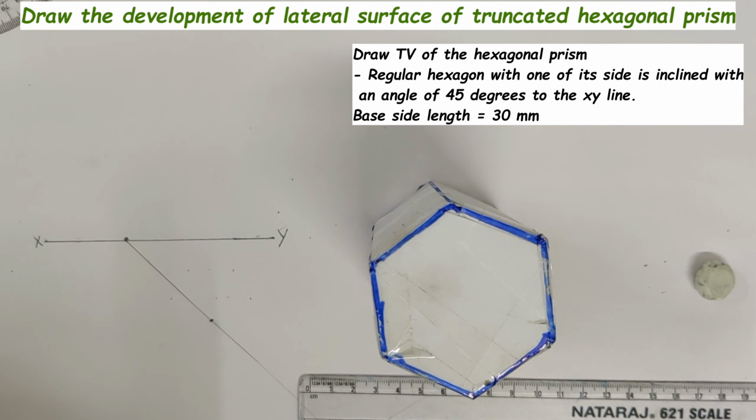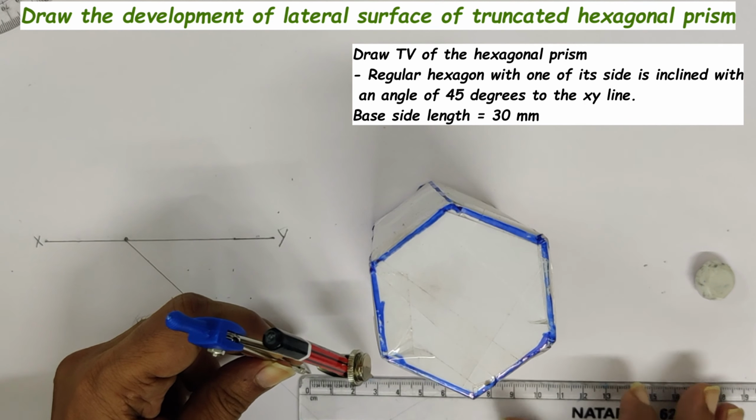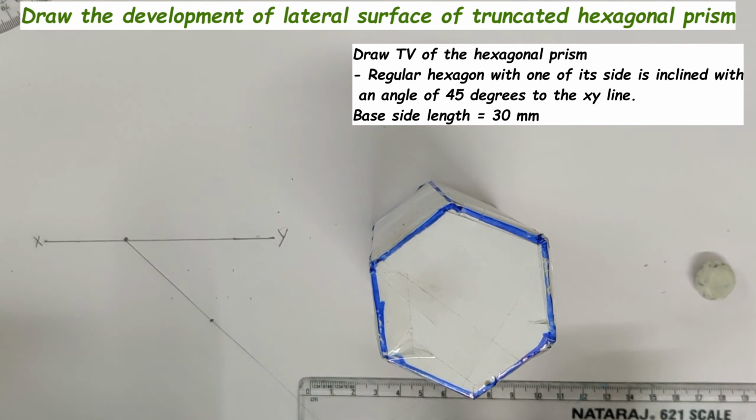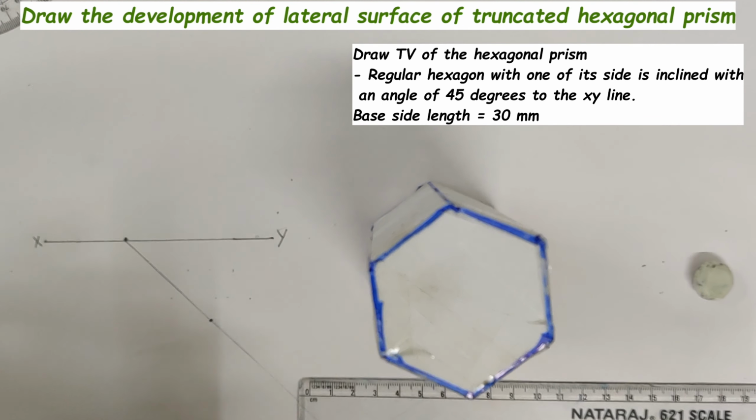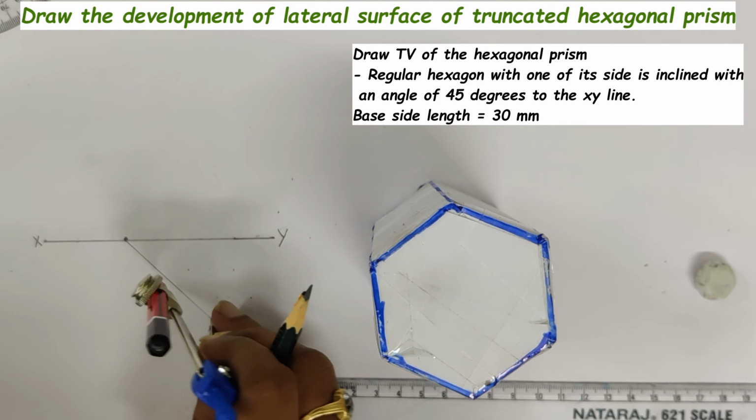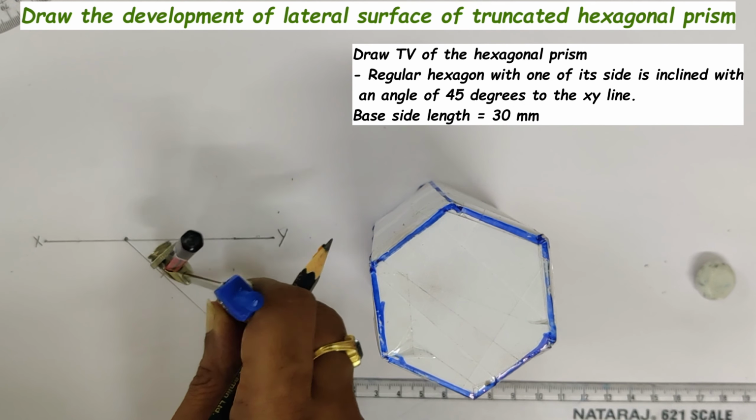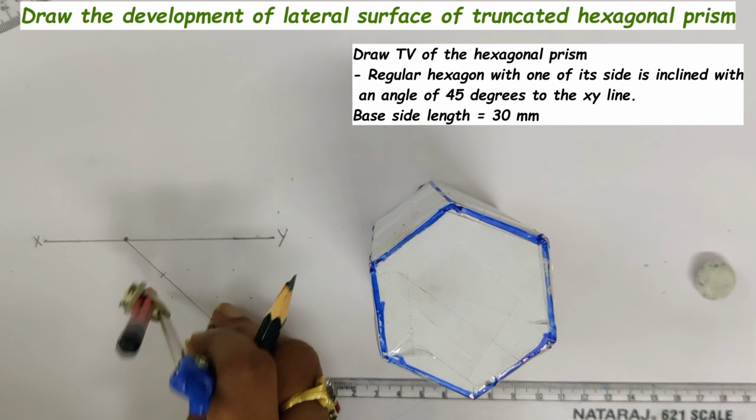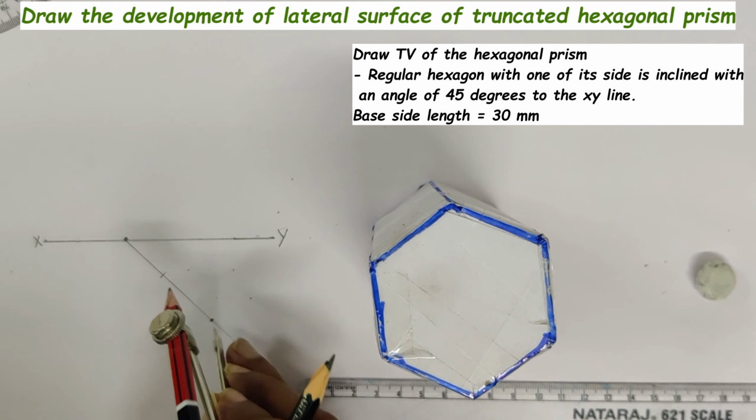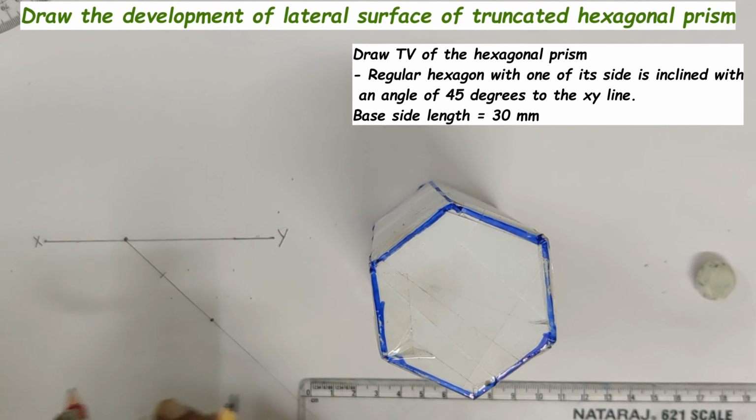After that, the base side length of the hexagonal prism is given in the problem as 30 mm. So with compass, take 30 mm, then locate a point here and with that particular point as a center, 30 mm as a radius, draw an arc. After that, with this base side, construct the regular hexagon.